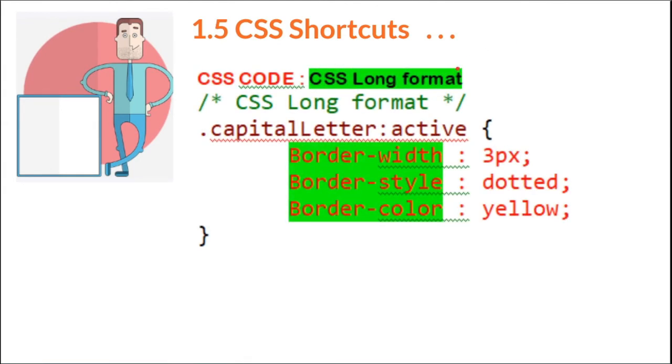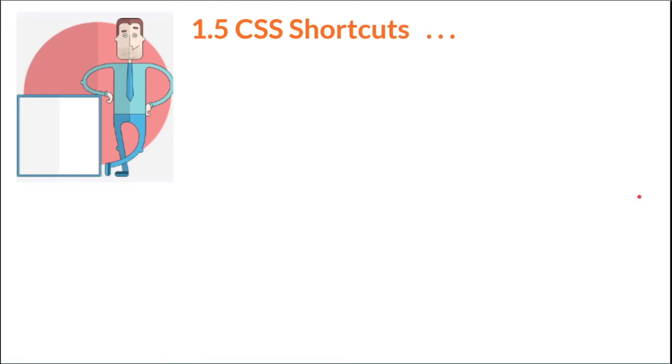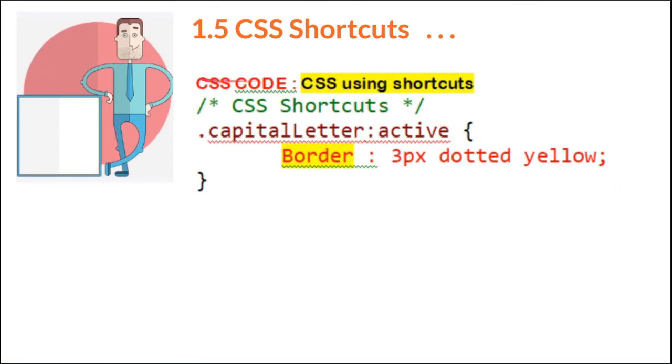For example, if we're using a CSS long format, we can have border width is 3 pixels, border style is dotted, border color is yellow. But if we're using a shortcut, we can say, CSS code using shortcuts. We've got just the border, colon, and then first we have 3 pixels as the size, dotted is the style, and then yellow is the color. So this saves a lot of typing.